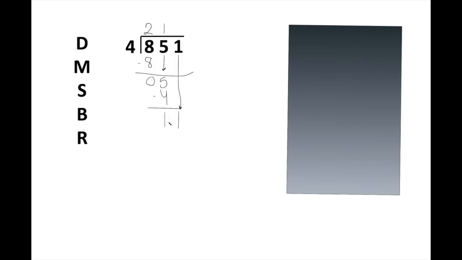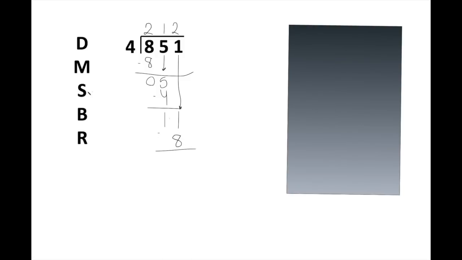So now we repeat. 4 times what gets us as close to 11 as possible? We're always looking at what we have left over here. 4 times 1 equals 4. 4 times 2 equals 8. 4 times 3 equals 12. Well, 12 is bigger than 11, so we got to go back down. 4 times 2. So we write our 2 up top. Now we multiply. 2 times 4 equals 8. Make sure we're lining up our place values.